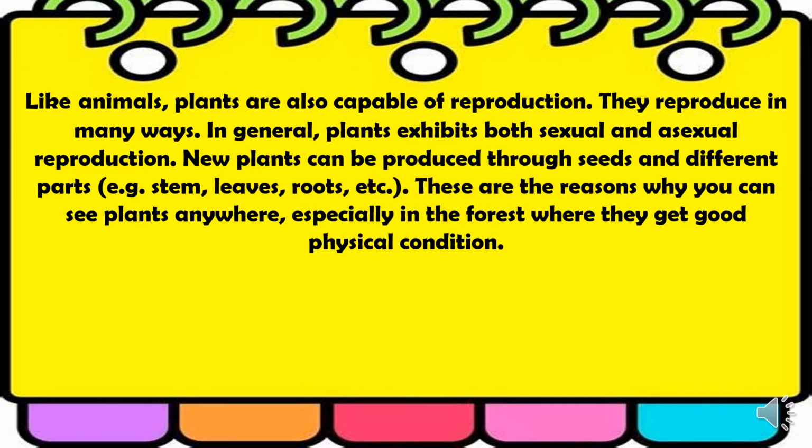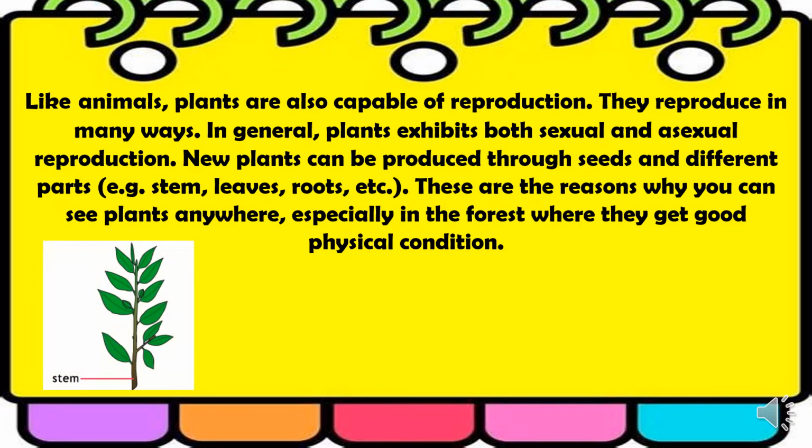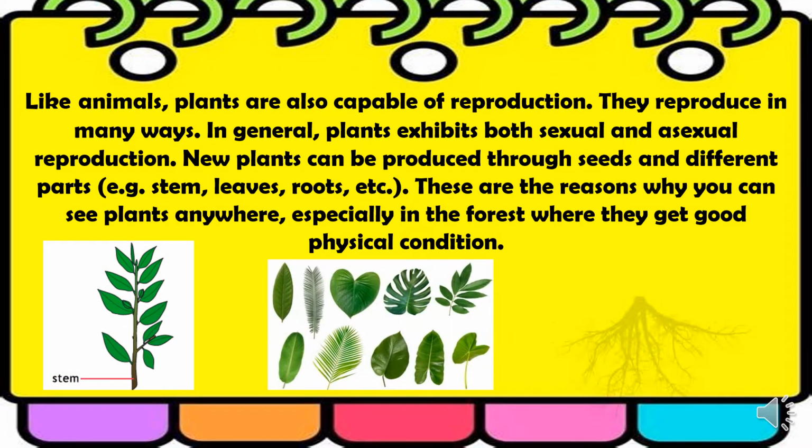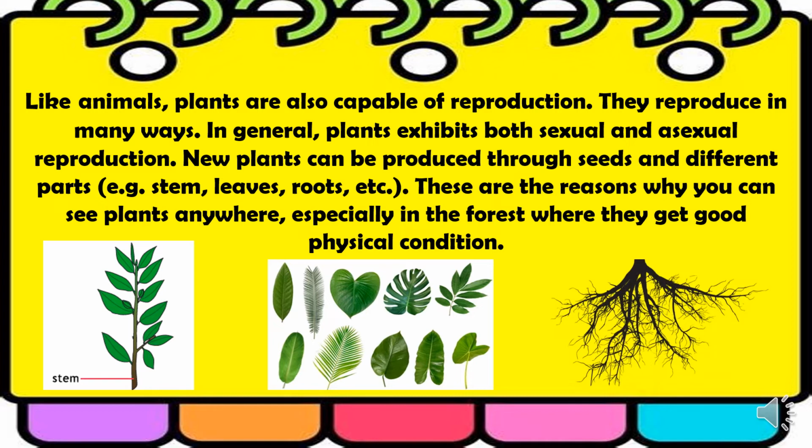Like animals, plants are also capable of reproduction. They reproduce in many ways. In general, plants exhibit both sexual and asexual reproduction. New plants can be produced through seeds in different parts like the stem, leaves, roots, etc. These are the reasons why you can see plants anywhere, especially in the forest where they get good physical condition.